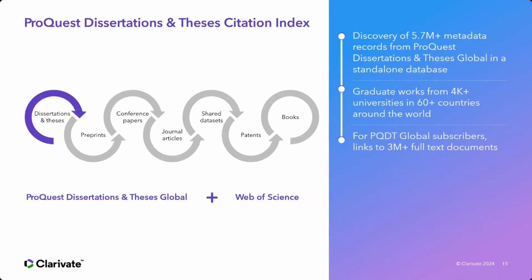The other set of content that we also have within the Web of Science ecosystem is our ProQuest Dissertations and Thesis Citation Index. This allows you to discover over 4,000 graduate works from over 60 different countries. And if your institution also subscribes to ProQuest Dissertations and Thesis Global, which is the full text standalone database for dissertations and thesis, then from the Web of Science ecosystem, you can link out to view the full text of these dissertations. Okay.